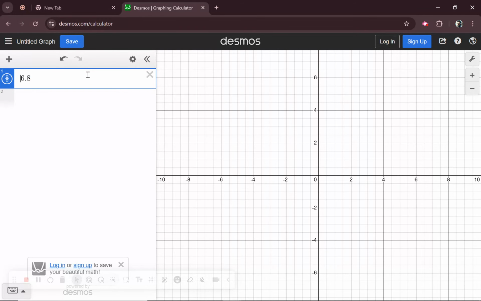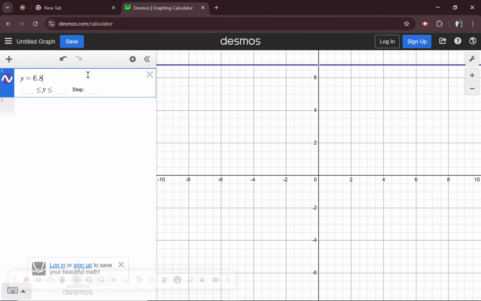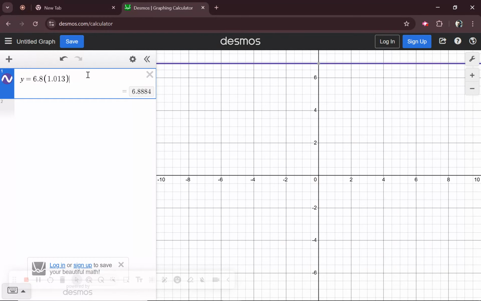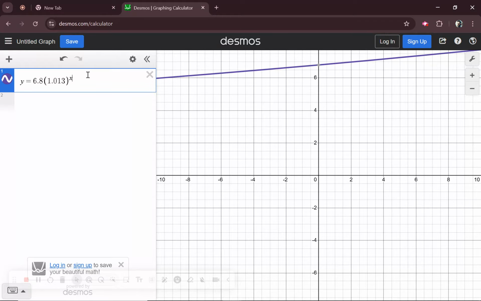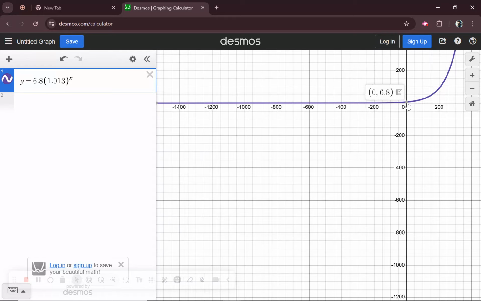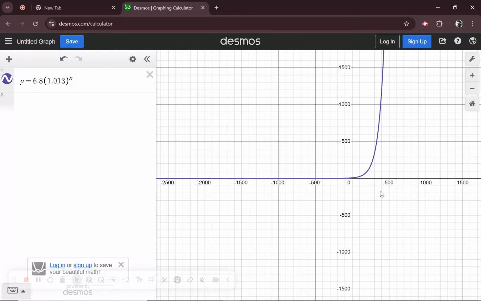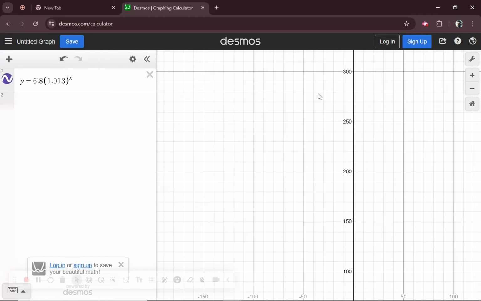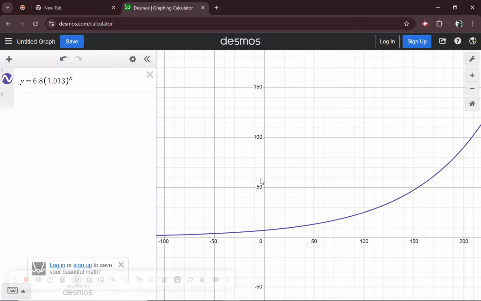6.8, we'll just do y equals 6.8 multiplied by 1.013 raised to the power x. And you might be thinking that's not exponential, but it is. Look at this. Look at the world's population going up to the 500 billions in the year 333. Only in 333 years will it be 500 billion. So that shows you some problems with this model, right? How can we support 500 billion people on this planet? Maybe you're going to find the answer to that.